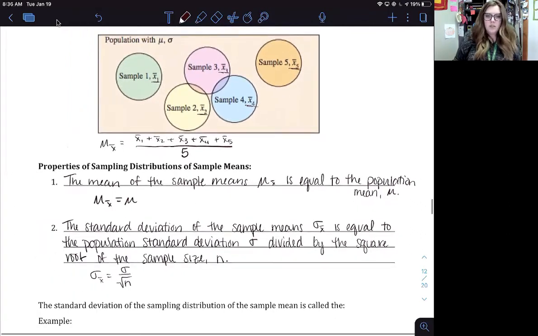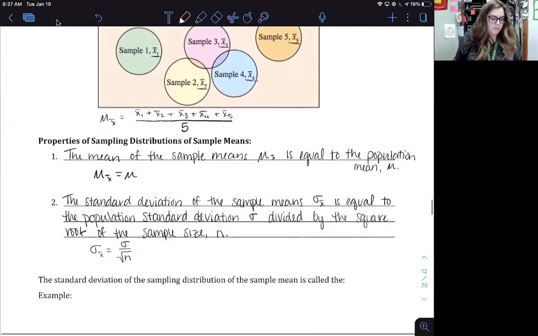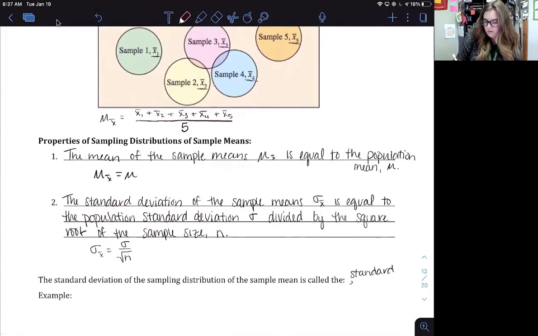So the standard deviation of the sampling distribution of the sample mean is called the standard error of the mean. So that's another word or phrase that you'll see in your homework. A lot of times instead of seeing find the standard deviation of the sampling distribution, you'll see find the standard error of the mean.